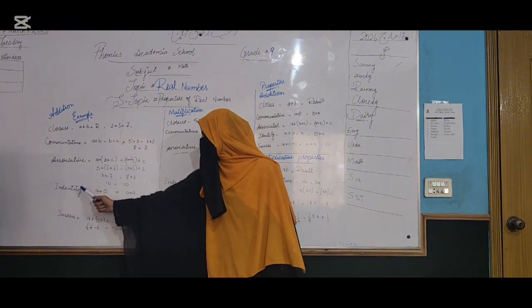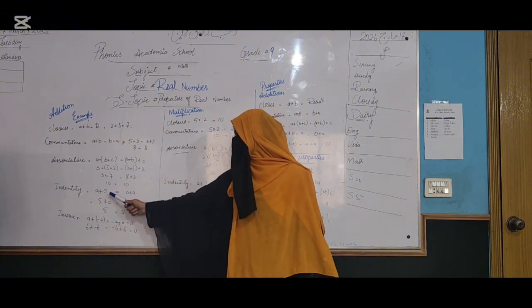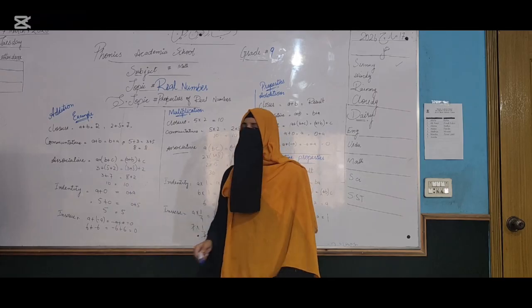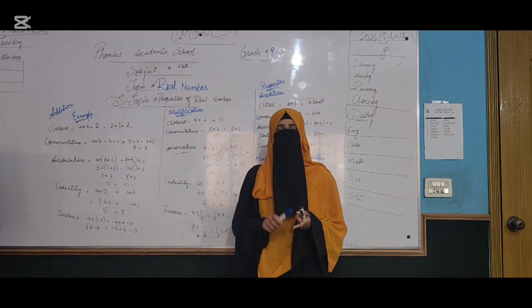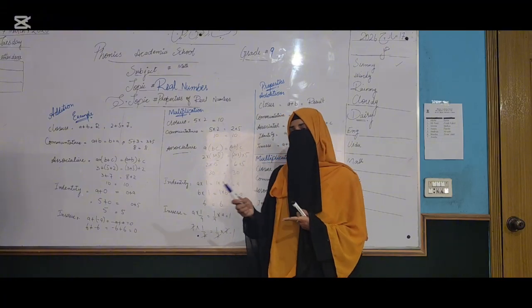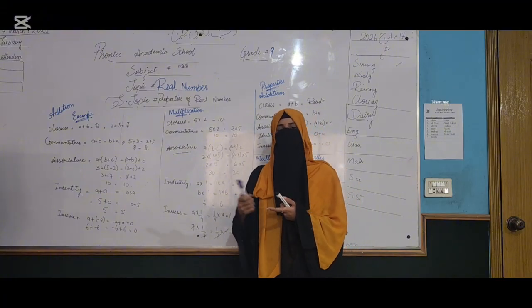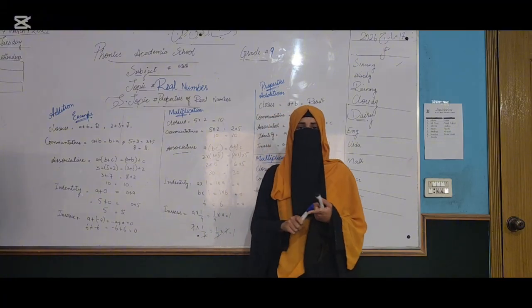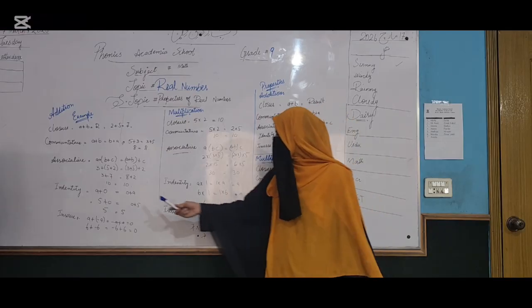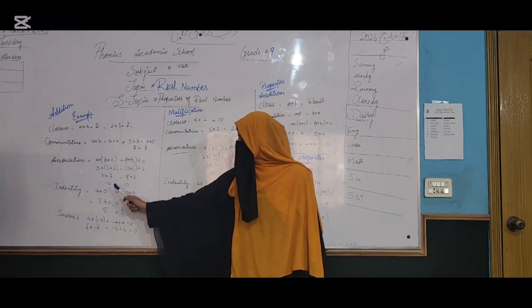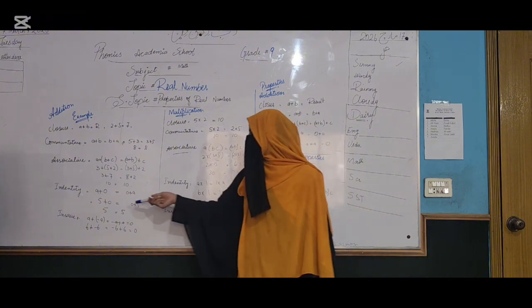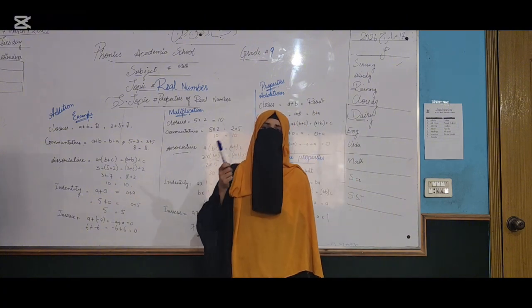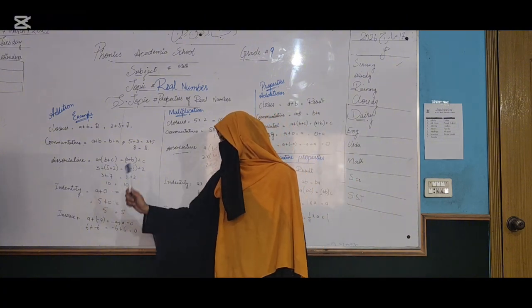Then the identity property: a plus 0 is equal to 0 plus a. When you add 0 to a value, for example you have 5 and you add 0 to it, the value stays the same. For example, 5 plus 0 is equal to 5. The value of a is 5. So when you add 0 to any number, the answer is the number itself. This is called the identity property.